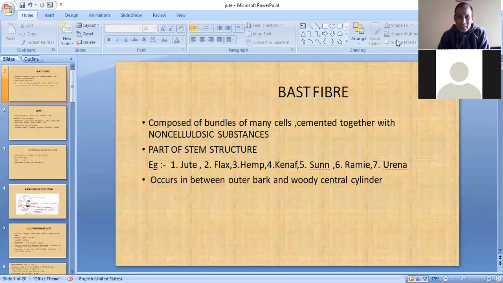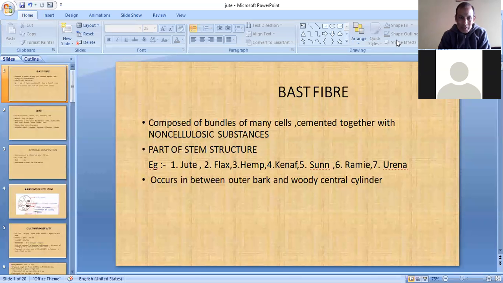Some examples of bast fibers are jute. Very popular fiber under the category of bast is jute, then flax, and then many more other fibers like hemp, kenaf, sun, remi, and urena. All these fibers are examples of bast fibers.